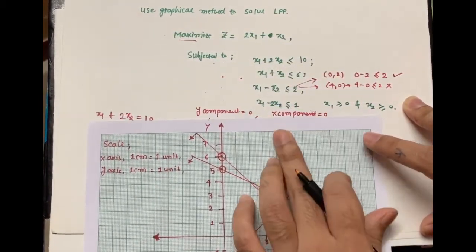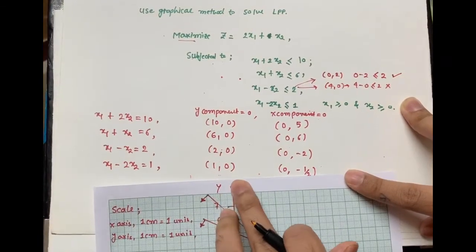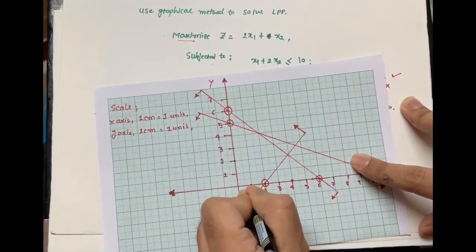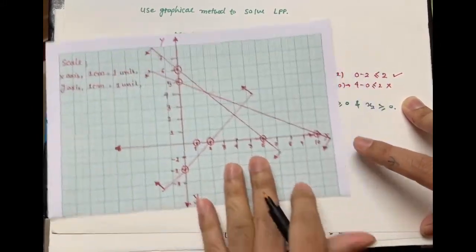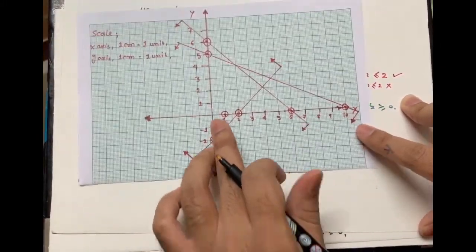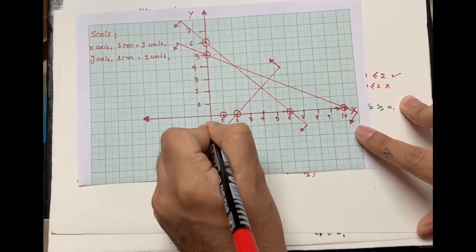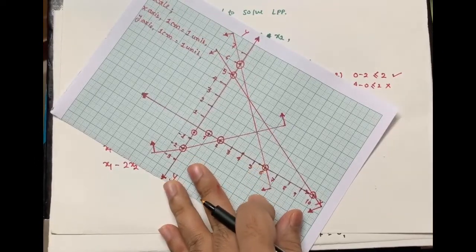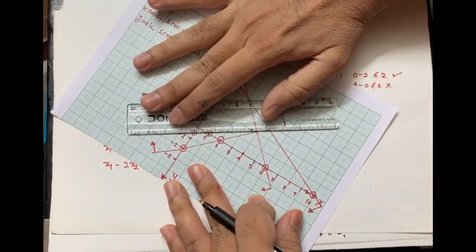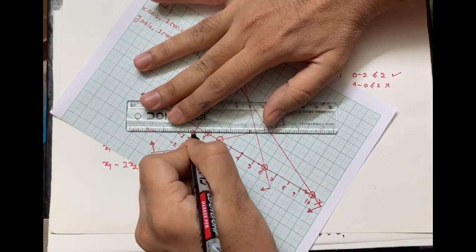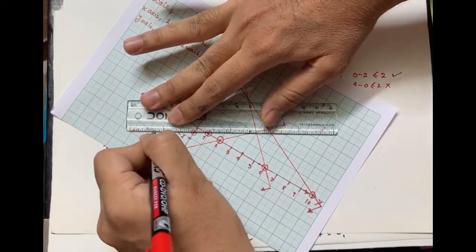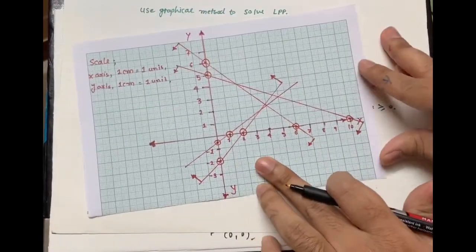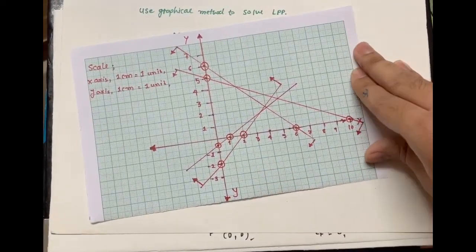Last, what are the points for the last? 1, 0 and 0, minus half. 1, 0 is this one, x is 1, y is 0, and 0, minus 1 half. So x is 0 and minus 1 half is somewhere over here. If I connect these two dots, this is the line. Now again, which region do I require to consider?